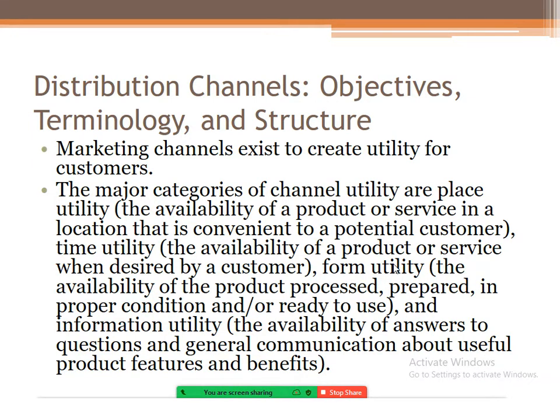Information utility is the availability of answers to the questions and general communication about the useful product features and benefits that is available for the customer. Also, we can add one utility that is called form utility. Form utility is the availability of product processed, prepared, and ready to use. That is, in which form the product or services are available. These are the utilities.